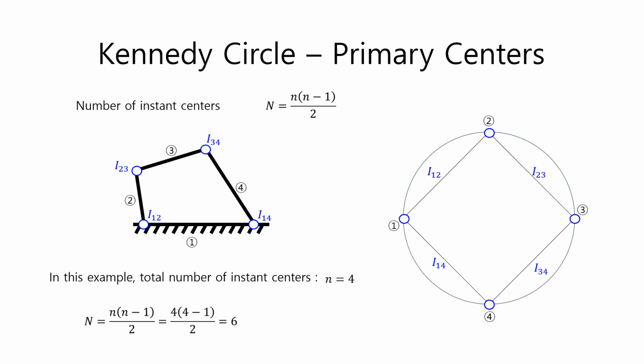Next, connect the nearby points. The straight line connecting link 1 and link 2 represents instant center I12. The straight line connecting link 2 and link 3 represents instant center I23. The straight line connecting link 3 and link 4 represents instant center I34. The straight line connecting link 4 and link 1 represents instant center I14. So far, we have marked 4 primary instant centers. Since there are 6 instant centers in total, we need to find 2 more secondary instant centers.